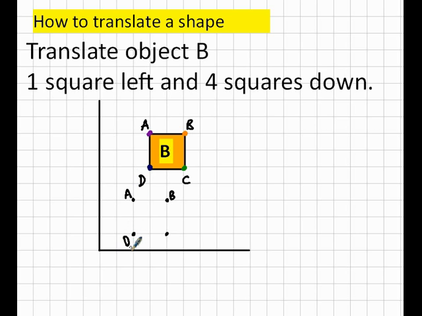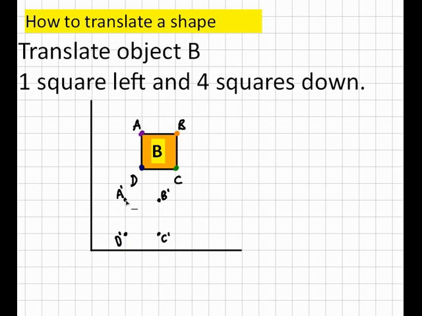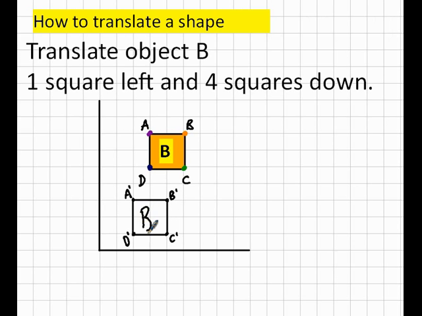Okay, now they're not really the points A, B, C and D because they're part of the image. They're now A with a little 1, B with a little 1, C with a little 1 and D with a little 1. Need to join those up to create the image of B. Okay, there's the image of B. The object B has been translated 1 square to the left and 4 squares down.